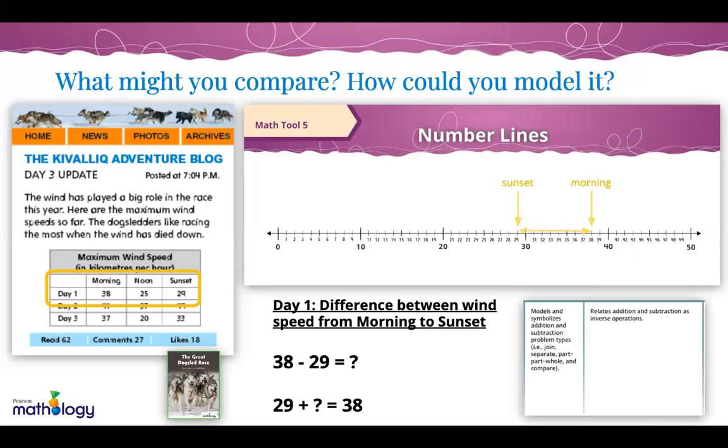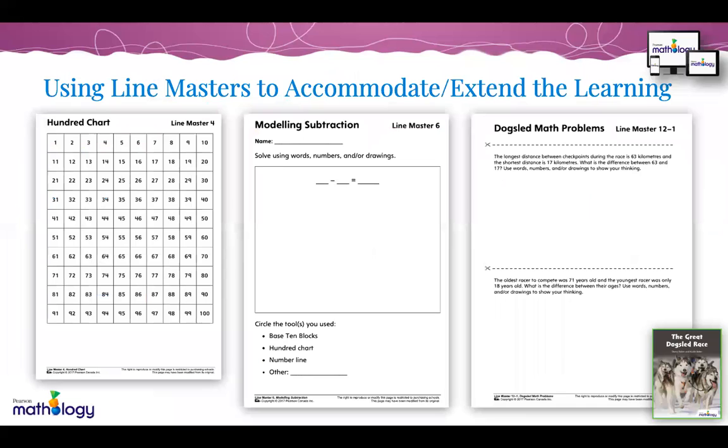And so this is as we move further along that learning progression and how students model and symbolize addition and subtraction problem types. And they start relating addition and subtraction as inverse operations. So again, there's some line masters to accommodate and extend the learning. Anything from 100 chart to modeling situations to thinking about, although they are problem solving as they're doing those things, but now putting it into a contextual type of thing where they have to think about the context and how that plays out in the mathematics.